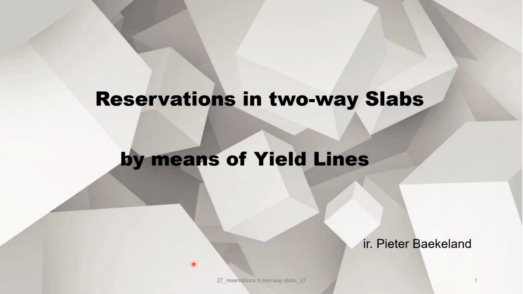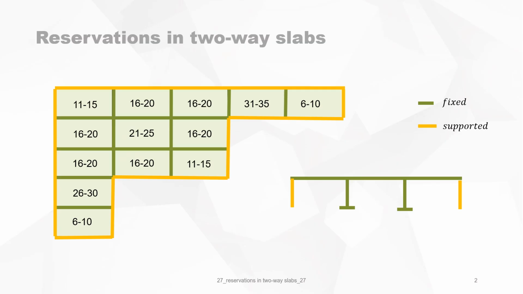Reservations in two-way slabs by means of yield lines. This video deals with cases 26 to 30. It's about a concrete slab where the two opposite longest sides of the slab are fixed and the short sides opposite are simply supported.